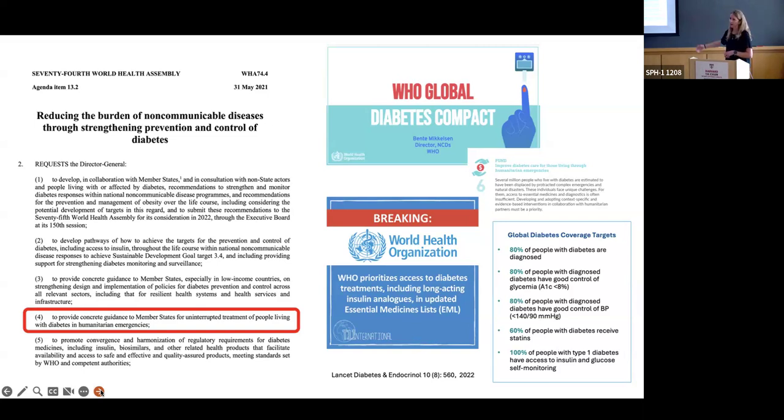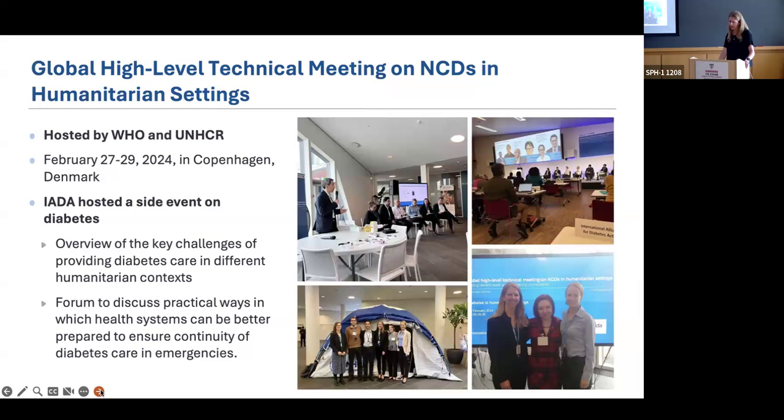And then they included analog insulins on their essential medicines list, which was a controversial move, but they went ahead and did that. And then earlier this year, the WHO and the UN Refugee Agency co-hosted this high-level technical meeting in Copenhagen on NCDs in humanitarian settings specifically, which I think from a policy and just galvanizing ministries of health was a big deal.